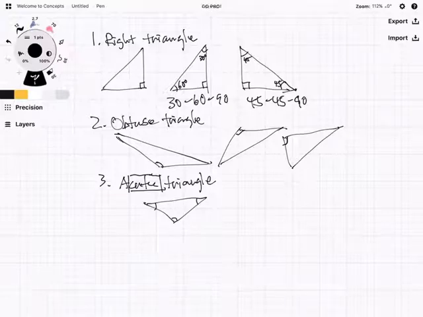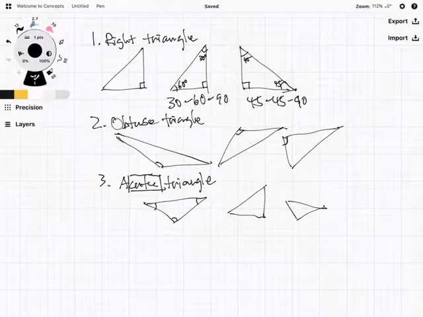And again, none of these sides have to always be equal, just like the obtuse triangle. This is just an illustration that I'm showing you. You could also have an acute triangle like this. You could have all sorts of acute triangles.